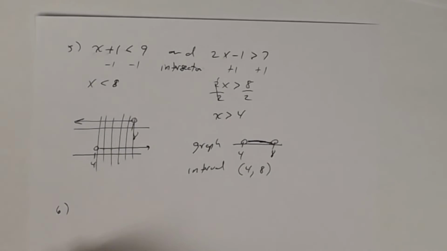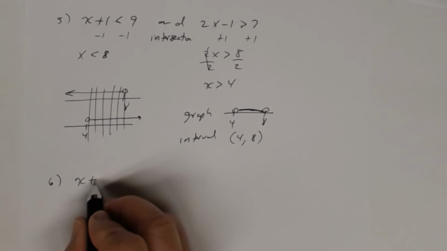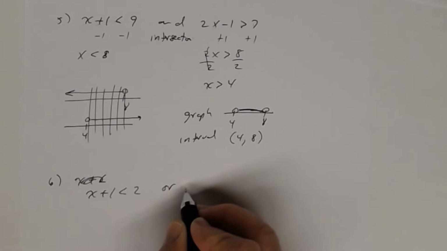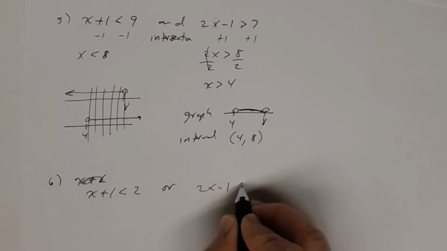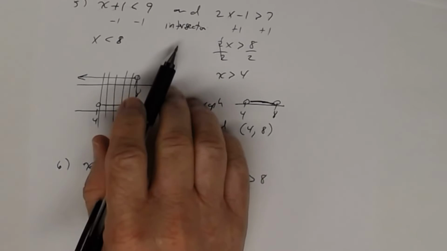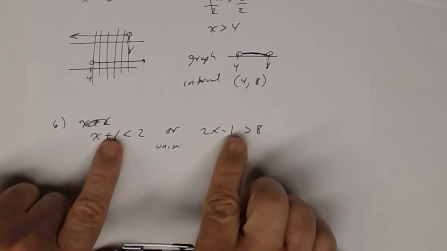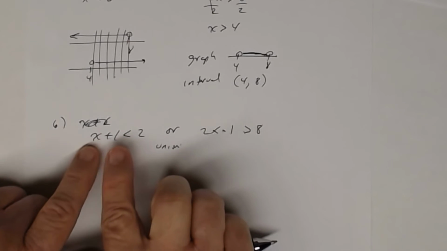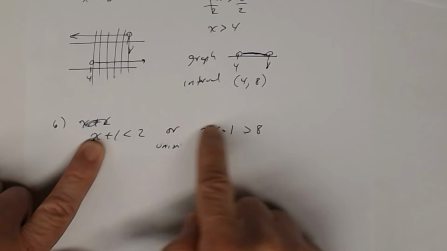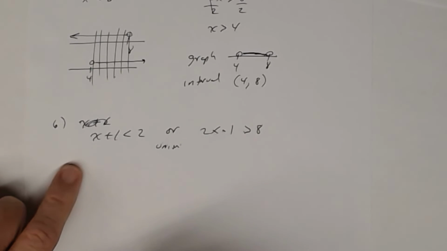Okay, let's look at number 6. So number 6, you have an or statement this time. So x plus 1 is less than 2, or 2x minus 1 is greater than 8. All right, now remember, the and means intersection, or means union. So when solving an or compound inequality, you're finding the solutions that satisfy either one. So the solution that satisfies this one would be a solution to this whole thing. A solution that satisfies this one would be a solution to this whole thing.